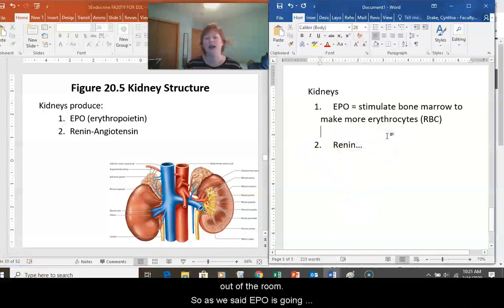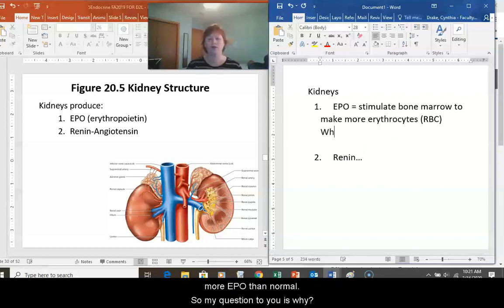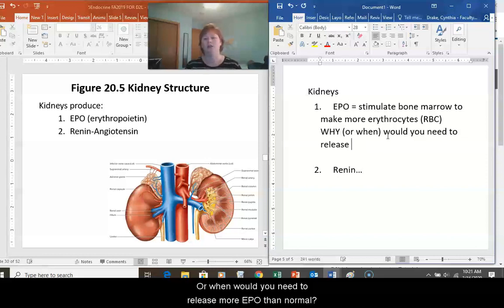Okay, so as we said, EPO is going to be released on a pretty regular basis to replace red blood cells that you have dying off all the time. However, there are times when you need to release more EPO than normal. So my question to you is, why or when would you need to release more EPO than normal?